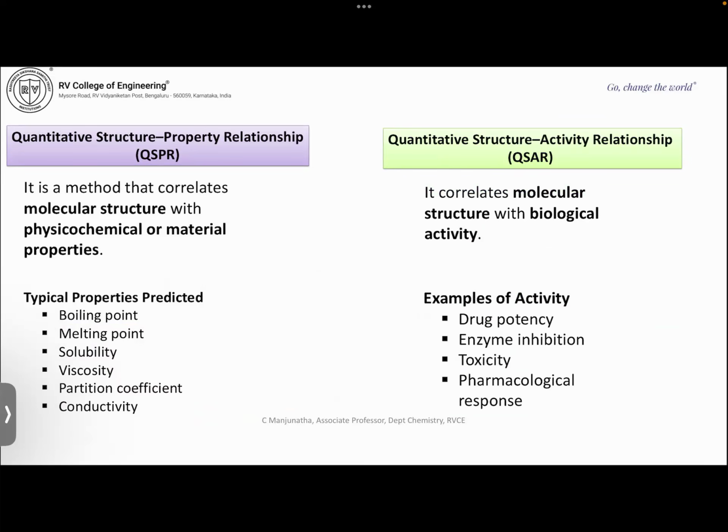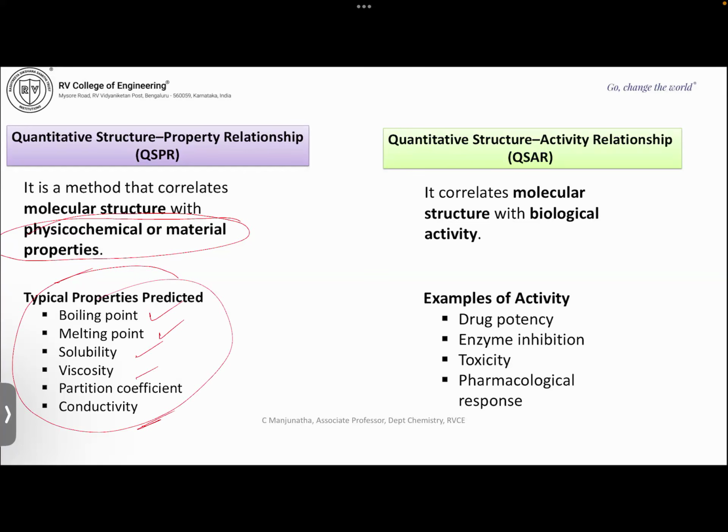It is a method that correlates the molecular structure with physicochemical or material properties. So typically, the properties that we predict using a QSPR model are the boiling point, melting point, solubility, viscosity, partition coefficient, and conductivity. So these are the physicochemical properties being predicted for the given material.